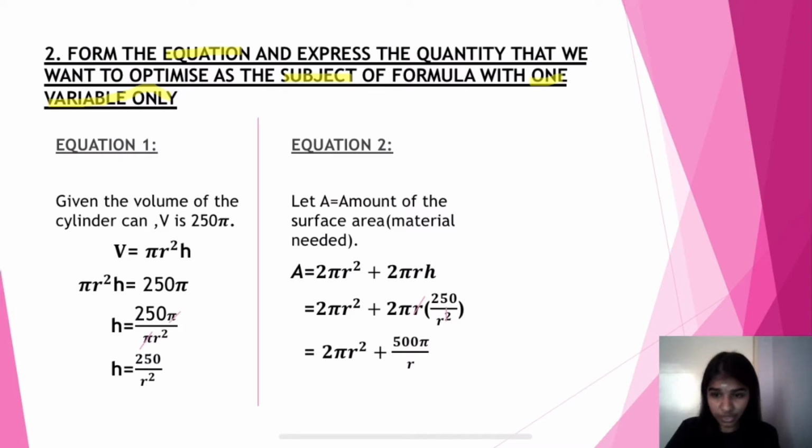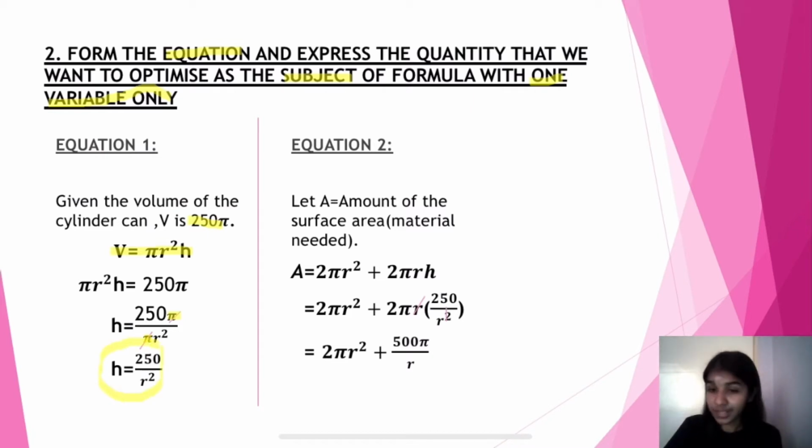So let's look at equation 1 here. Given the volume of the cylinder is 250 pi, my first equation for volume would be V equals pi r squared h. So pi r squared h is the volume, so it's 250 pi. Since I have two variables here, r and h, I'm going to eliminate h, or I can say I'm going to make h the subject and find it in terms of r. In order to find h in terms of r, I'm going to divide 250 pi by pi r squared. As you can see, the pi and pi cancel, so I'll get 250 over r squared. So this is my h in terms of r.